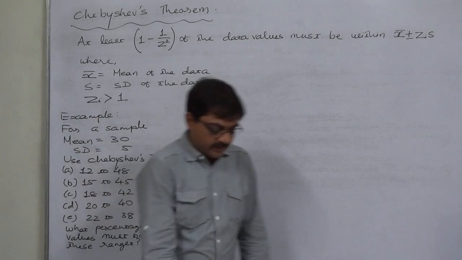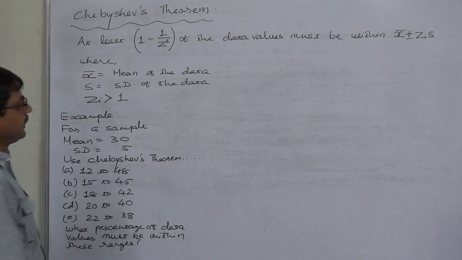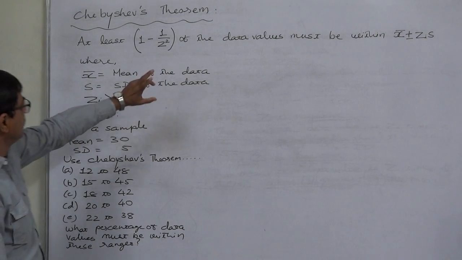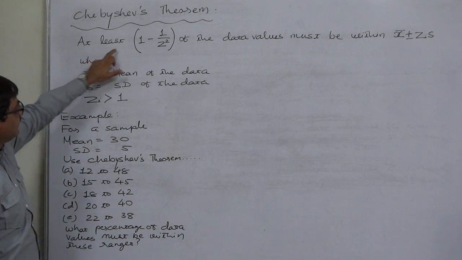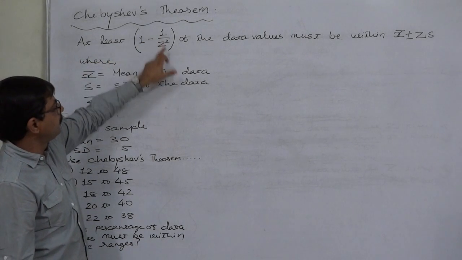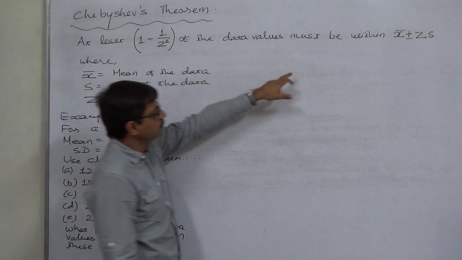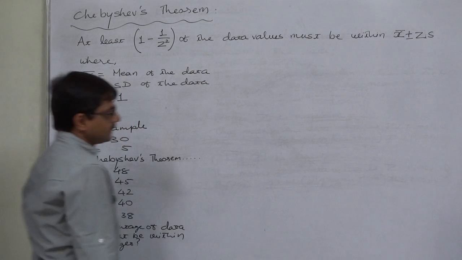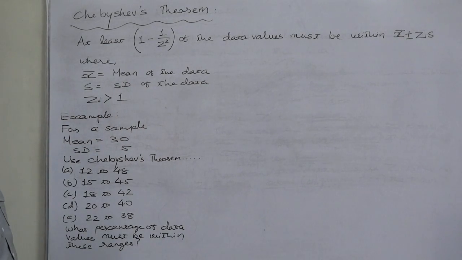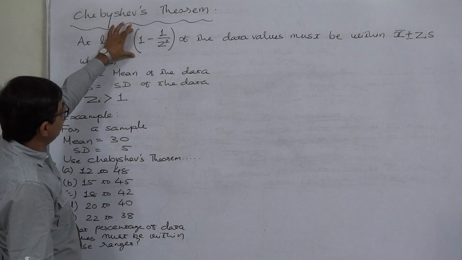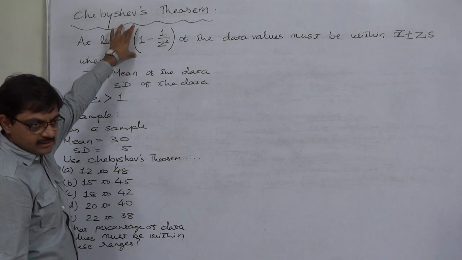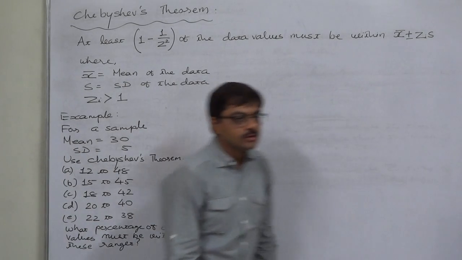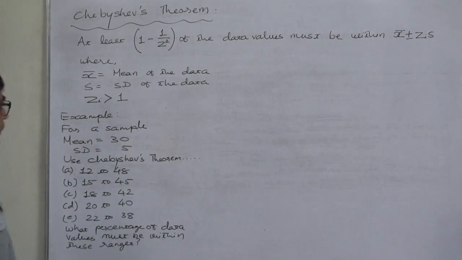Let us take another aspect in the measures of relative location, and the topic is Chebyshev's theorem. According to Chebyshev's theorem, at least 1 minus 1 upon z square of the data values must be within x bar plus or minus z standard deviations. If we multiply this factor by 100, we get percentage. That much percentage of the data value must be within the mean plus or minus z times the standard deviation.